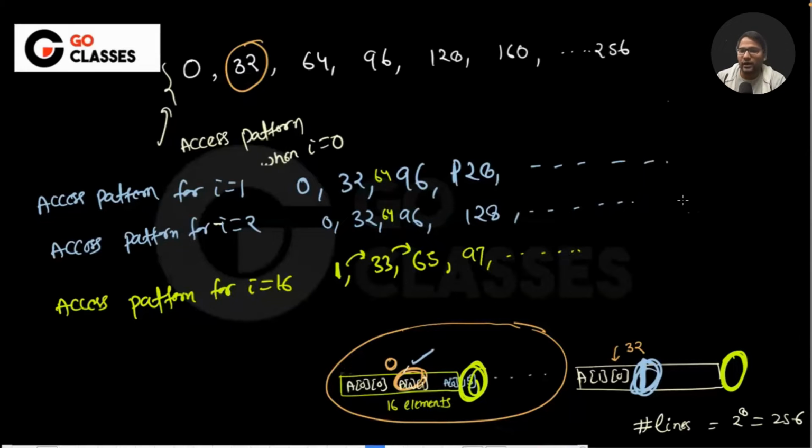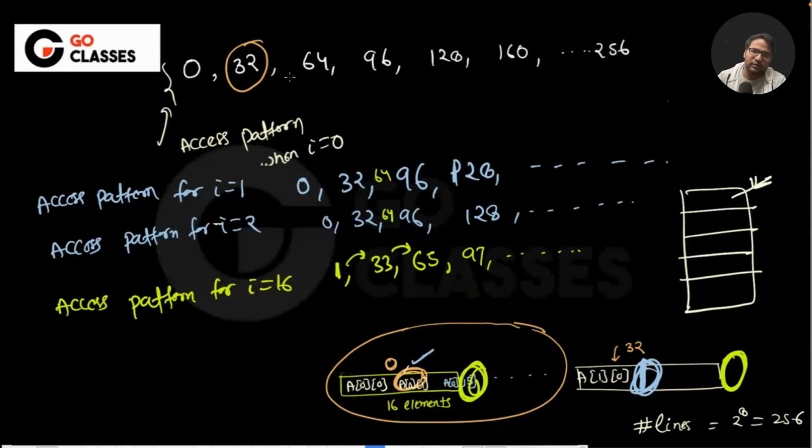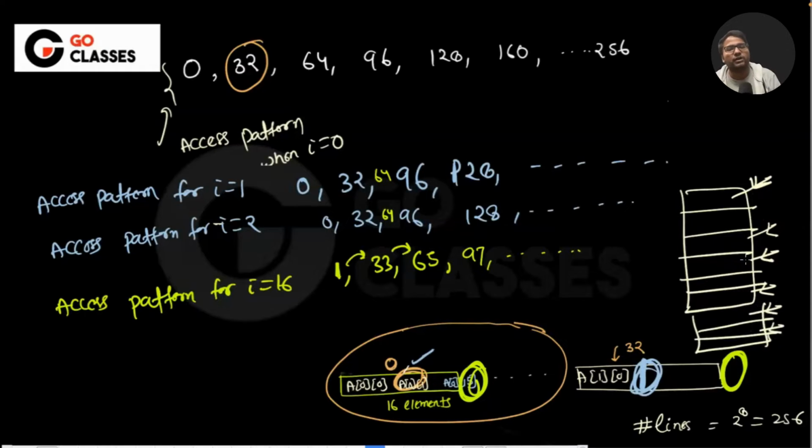In the cache, if we have 256 lines, line number 0 will get filled, then 32 will get filled, then 64 will get filled, then 96, 128, and 160 will get filled, and so on. A few of the lines will get filled basically, right?